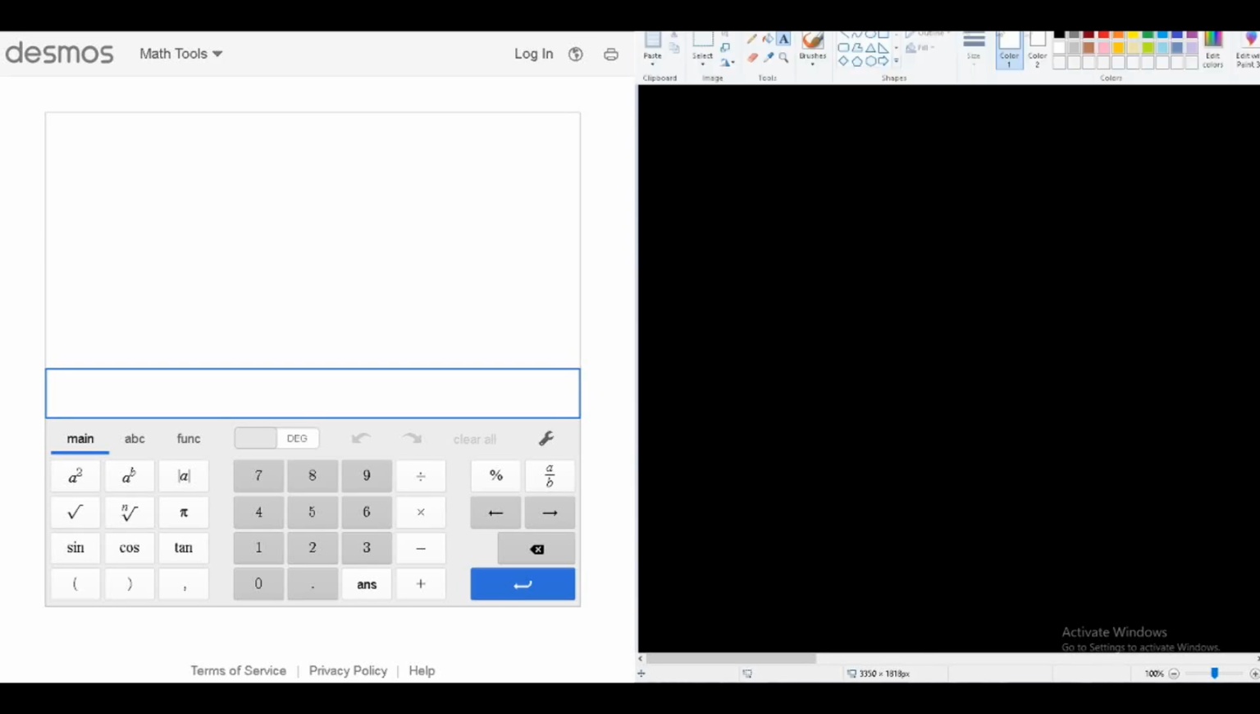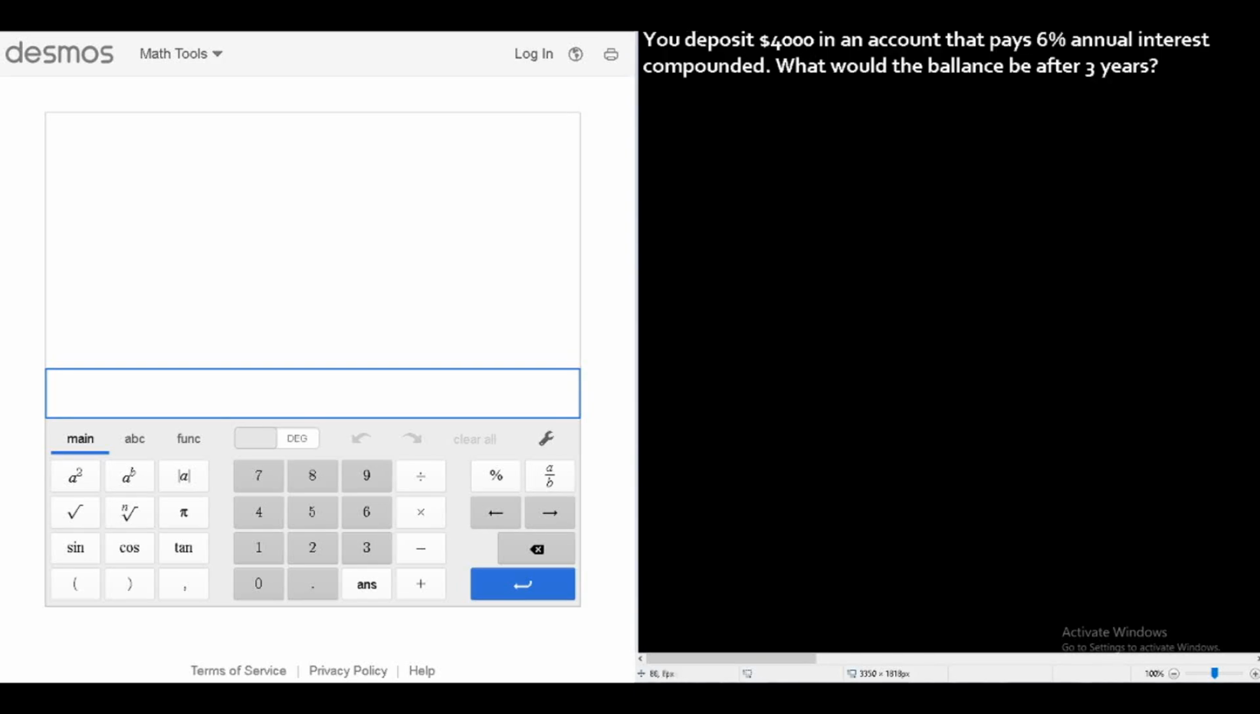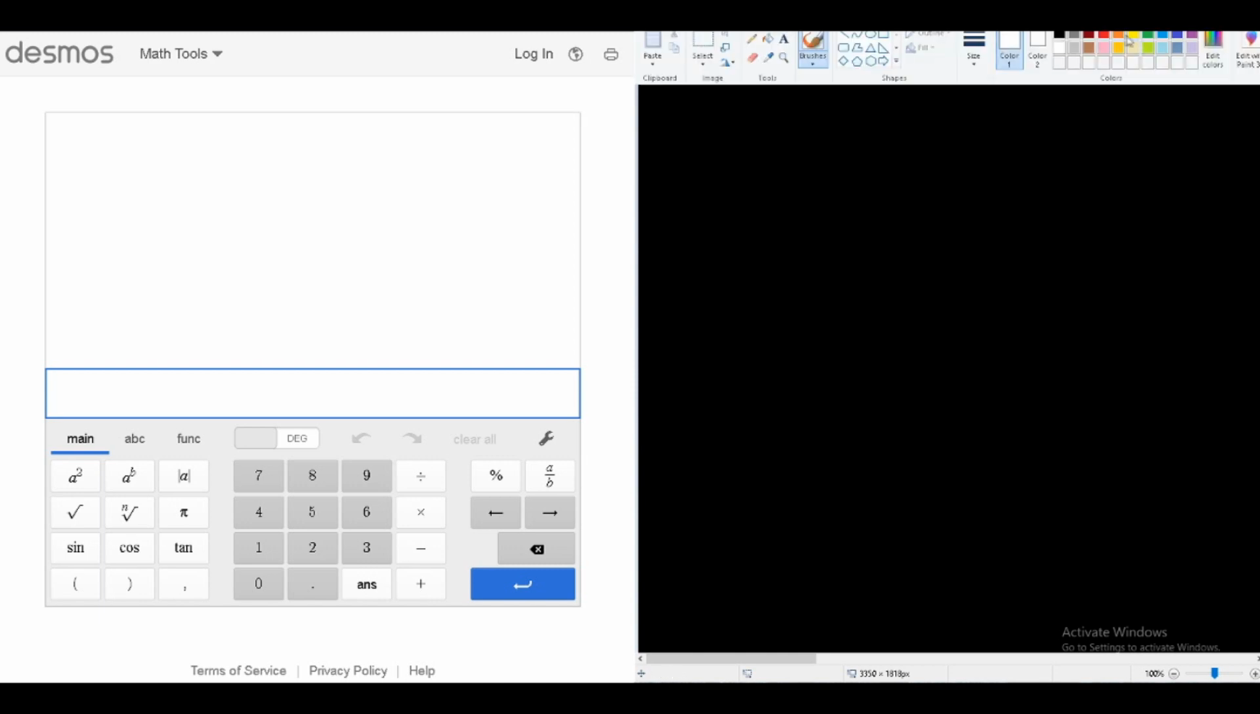Let's look at the following question. You deposit $4,000 in an account that pays 6% annual interest compounded annually. What would the balance be after 3 years? Okay, so when we approach these type of questions, we see 4,000.